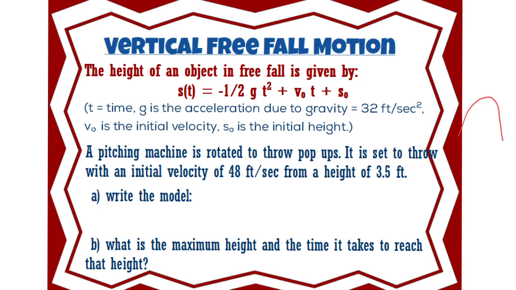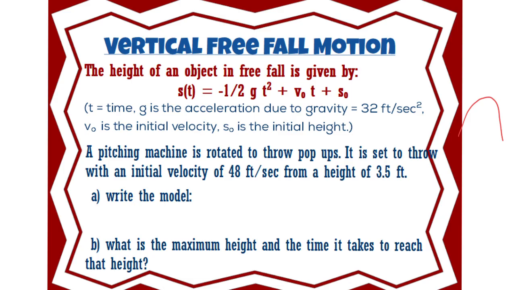The V is standing for your initial velocity. S, remember anytime this sub O right here, that is always initial. So initial velocity, initial height. So I'm giving you the formula. Let's just jump in and solve it.